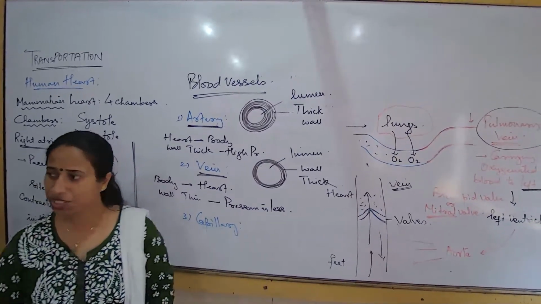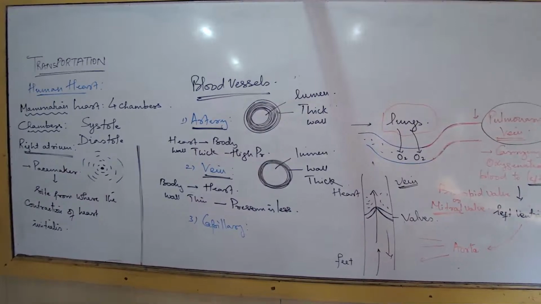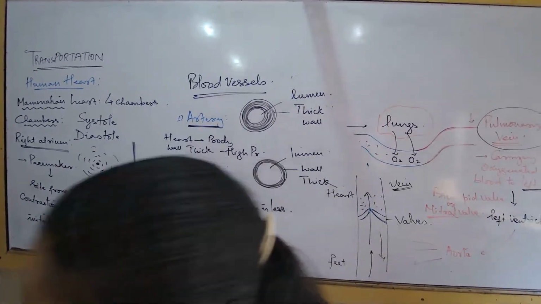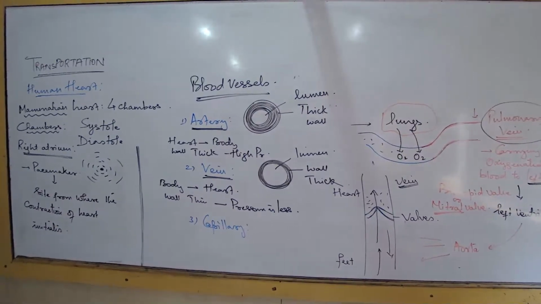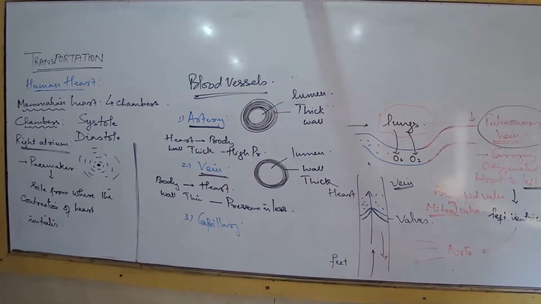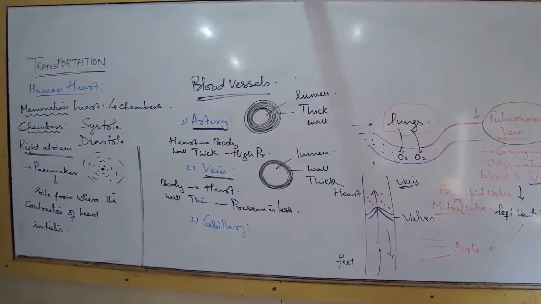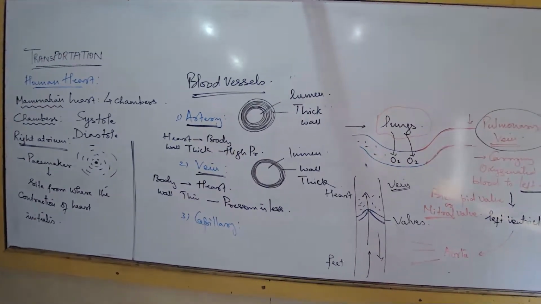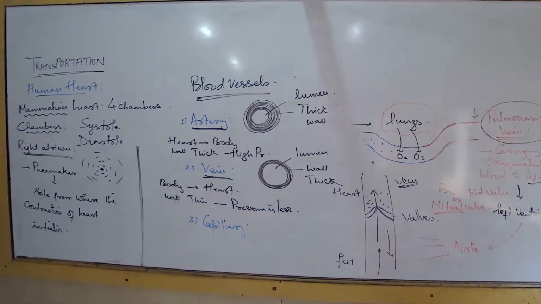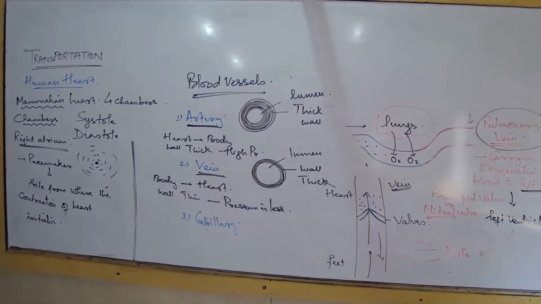So the last difference you write down: arteries do not possess valves. Look, arteries do not possess valves and veins possess valves. They possess valves and the function remains the same all over the body. Prevents backflow. Arteries do not possess valves. Veins, you will write, possess valves.